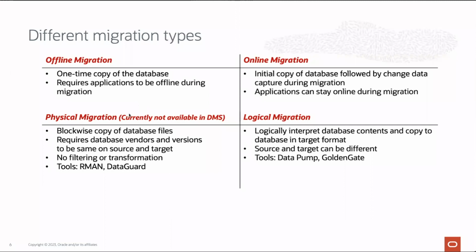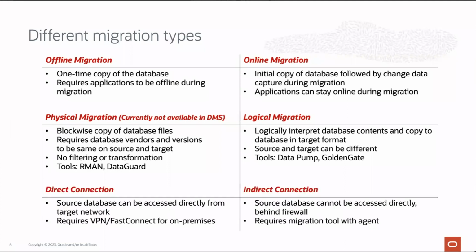Important information here is physical migration is currently not available in DMS. So when we talk about DMS, we always talk about a logical migration where we extract the data and load the data. And then we also classify between direct connection and indirect connection in DMS, which just specifies if we have direct access from within DMS to the source system, or if we need a system in between where we need an additional agent installation.